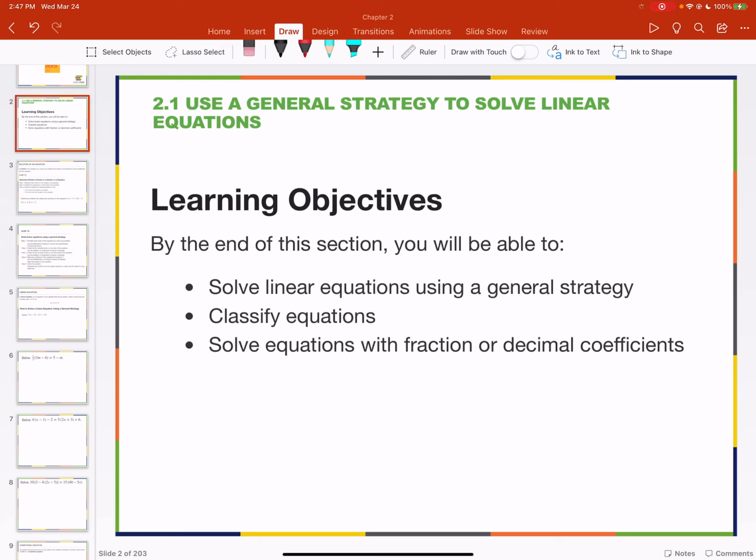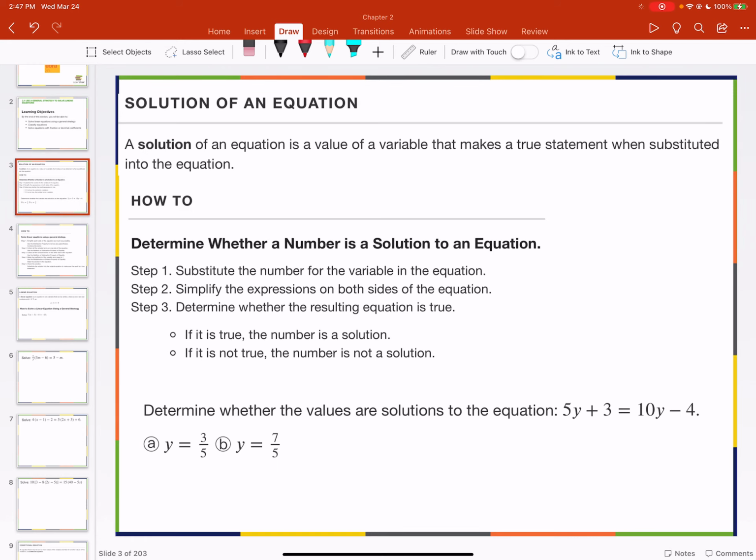Welcome to Chapter 2, Section 2.1, in which we talk about solving linear equations. The goal is to solve linear equations, classify them, and then finally solve equations with fractions or decimal coefficients. So what is the solution of an equation?